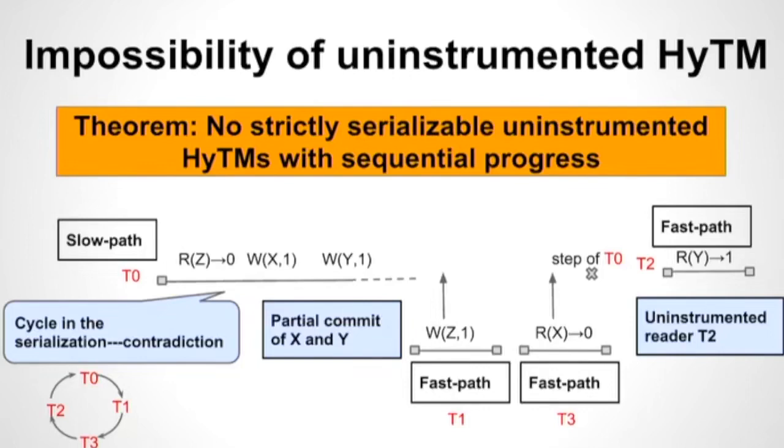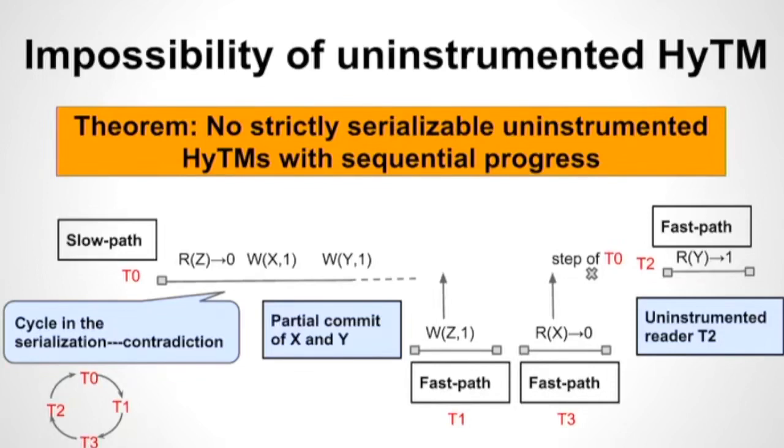Why? Because transaction T3 returns the old value of X. So it must appear to have happened before transaction T0. But if transaction T3 appears to have happened before transaction T0, even transaction T1 must appear to have happened before transaction T3. But if transaction T1, which writes a new value to Z and commits, this value must be seen when transaction T0 actually tried to read Z.